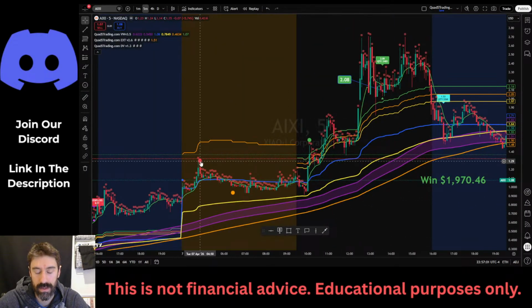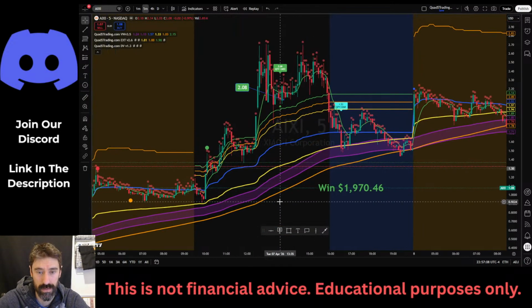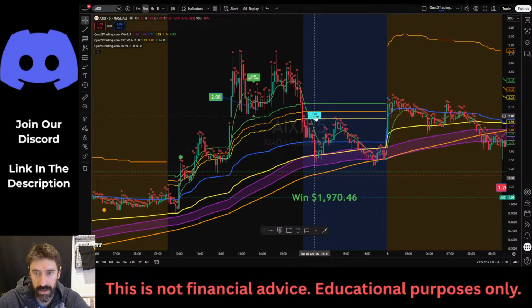So you see how it's red, orange, green. That means a DV is setting up. I just need it to close below the VWAP. So none of it closed here, right? So it closed here. So this is where that strategy would have told you to enter.